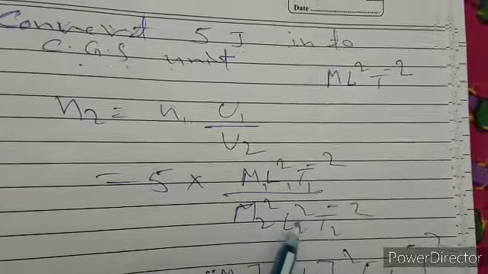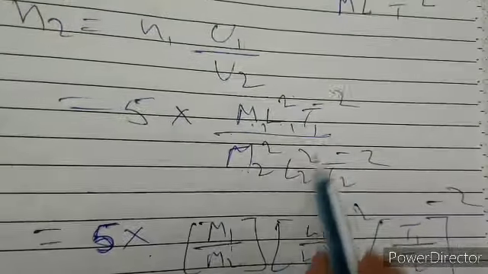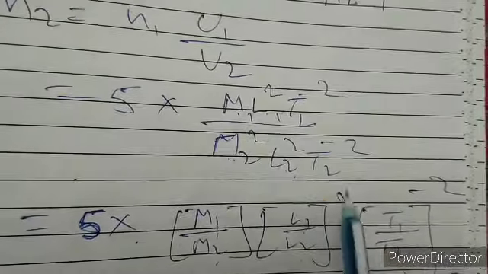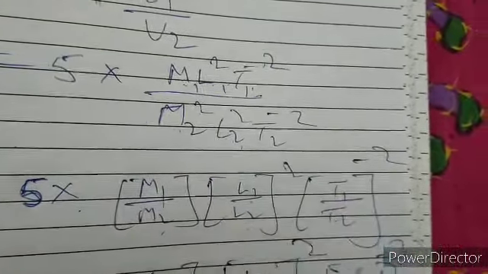This is n1 equals 5 into u1 is M1 L1 square T1 minus 2 upon M2 L2 square T2 minus 2. In this way we have to write. In the numerator this is 1 1 1, in the denominator this is 2 2 2, and we just have to write the dimensional formula. Now this is 5 into M1 upon M2, L1 upon L2 whole square, T1 upon T2 whole to the power minus 2.